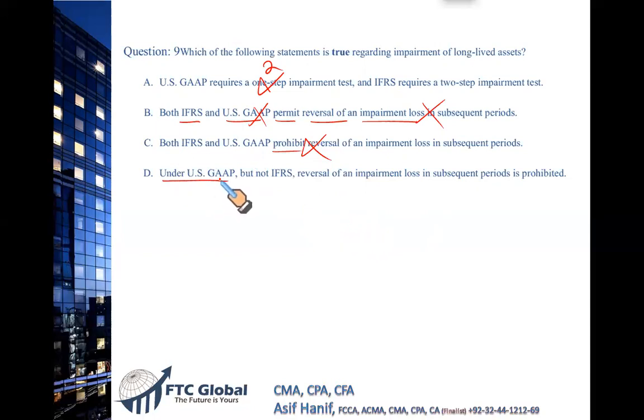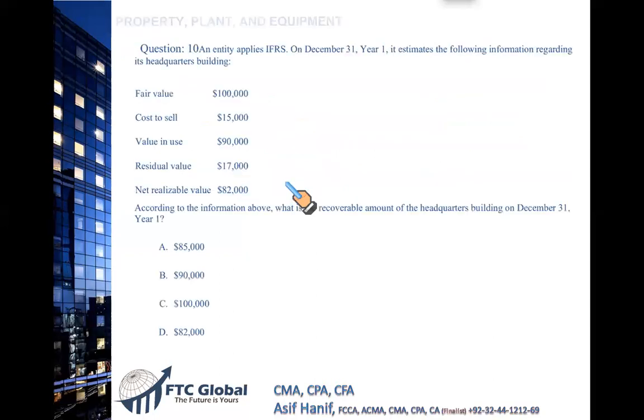What is true? Under the US GAAP, reversal of impairment loss in a subsequent period is prohibited, but not in IFRS. US GAAP doesn't allow reversal, IFRS does. And that's what we have just read a little while ago. So that makes D the correct option. Okay, now let's do some computational questions.